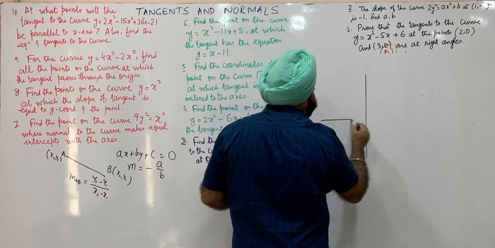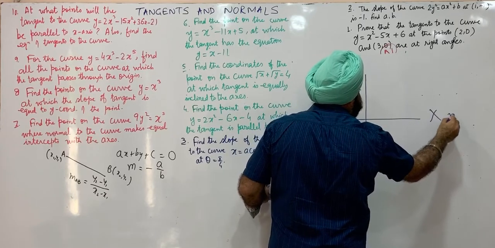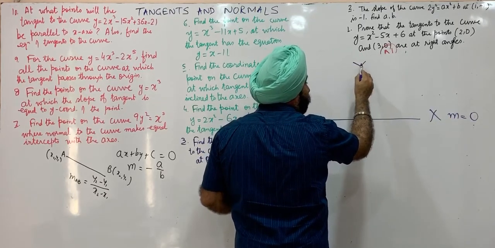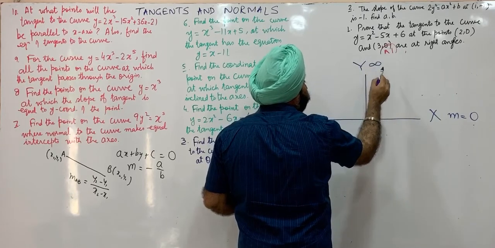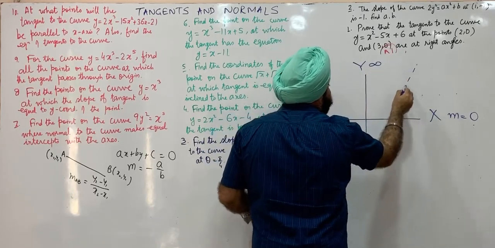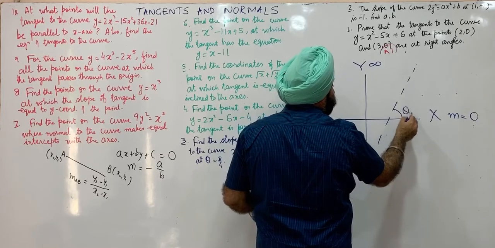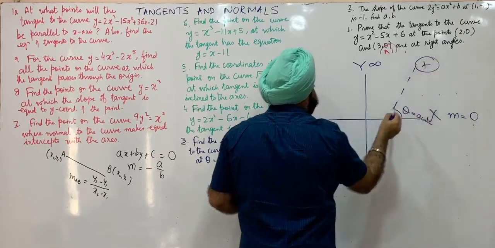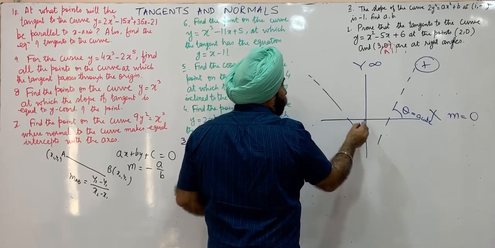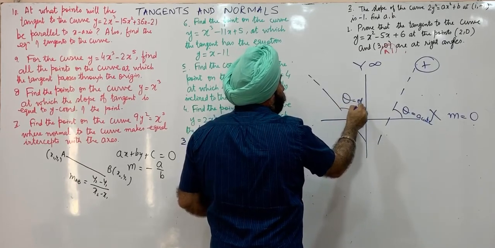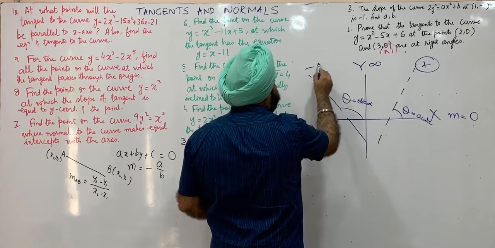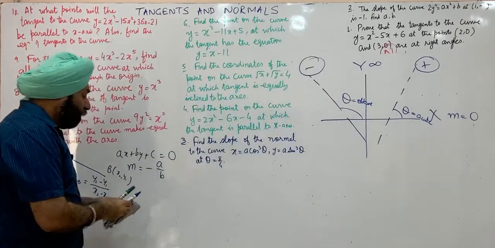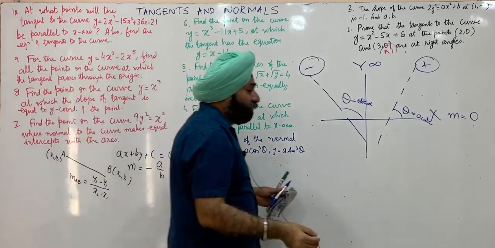And one more: the slope of the x-axis is 0, and the slope of the y-axis or a line parallel to the y-axis is infinity. If a line makes an acute angle theta, then its slope is positive, and if this theta is obtuse, then tan of an obtuse angle is negative, so the slope will be negative. Now the questions based on these concepts.